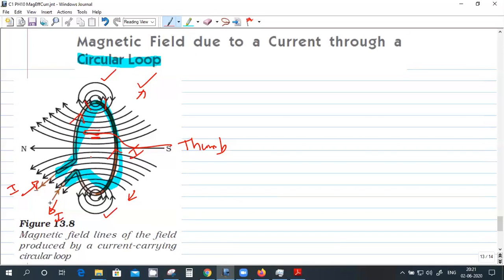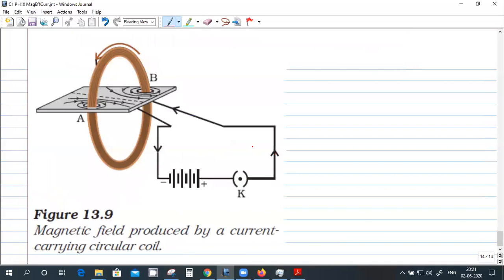And the thumb will give the direction of the magnetic field. There are two ways of applying the same thing. One is for the straight conductor, another for the circular loop. So here is the same picture. On the top, you can see the current is going down. If you consider this a straight wire, the thumb is down, and the fingers will curl this way. So this direction is correct.